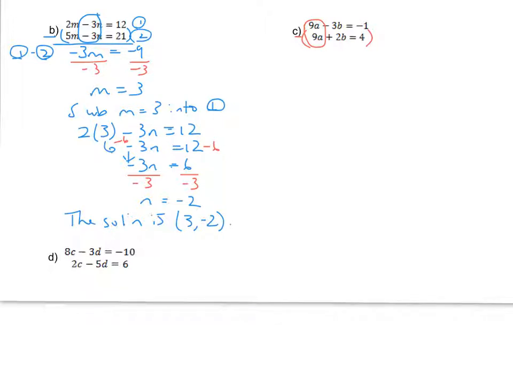I'm a little too close to the top of my page. So, assuming the first one is a 1, we're taking away equation number 2 from it. I'm going to subtract. 9a, take away 9a, we end up with no a's left anymore. We've got minus 3b, take away 2b, take away a positive, that would be a negative 5b here.